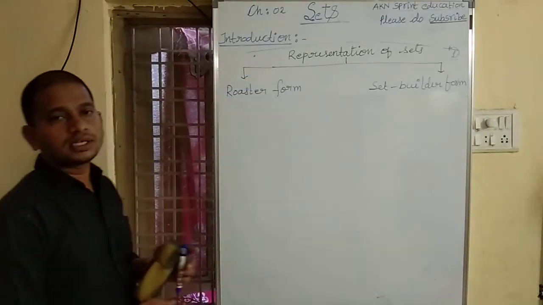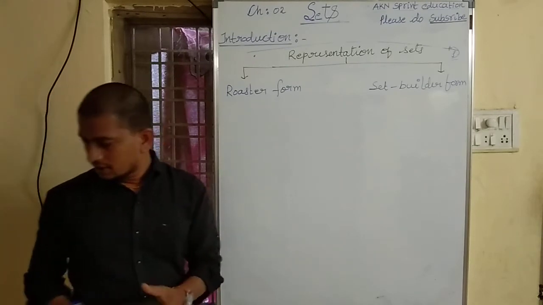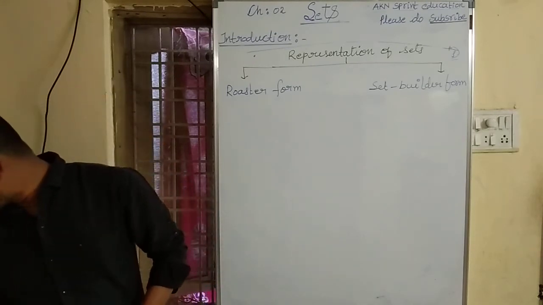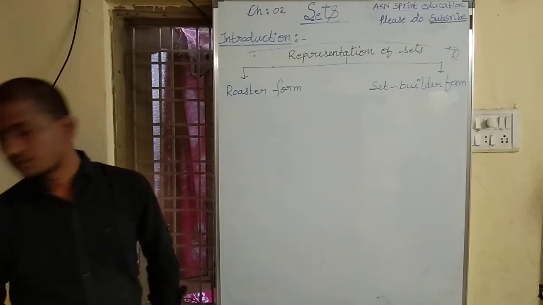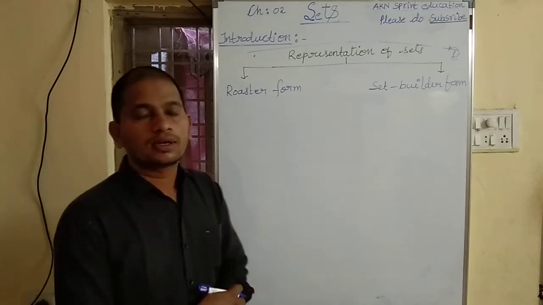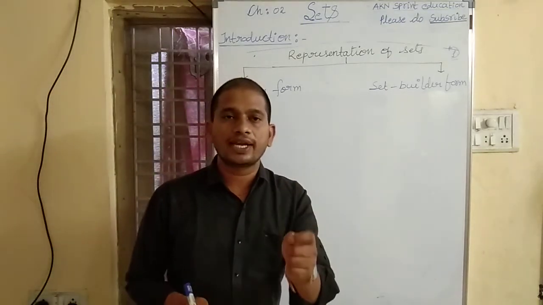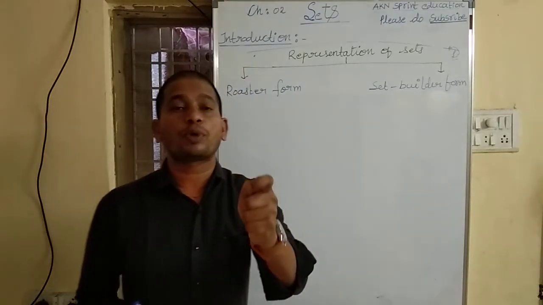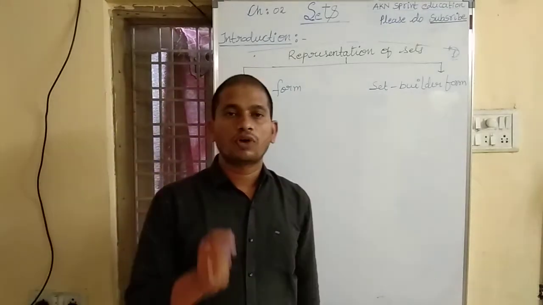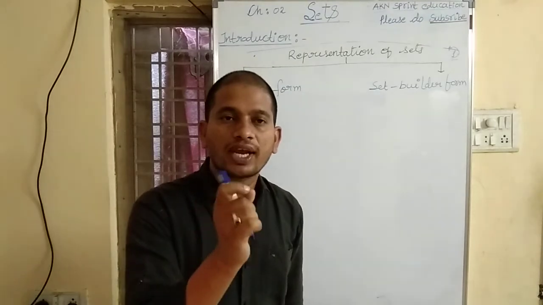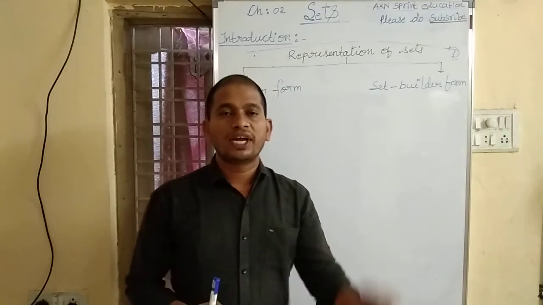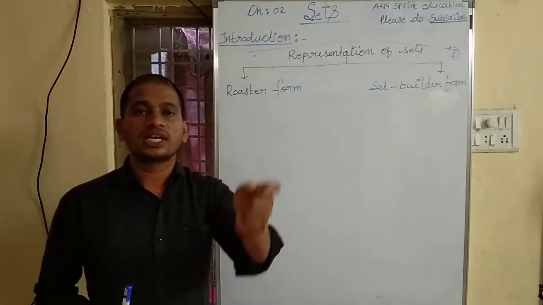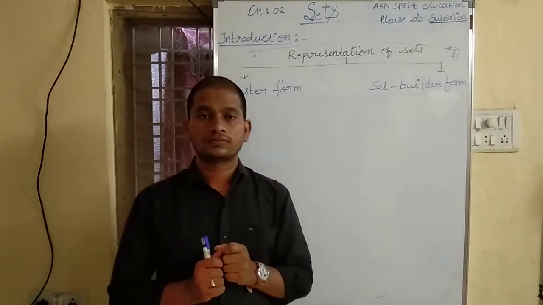The second form is set builder form. What do you mean by set builder form? When we write the elements in a set by defining its common property. When we write the set by defining its elements with a common property.